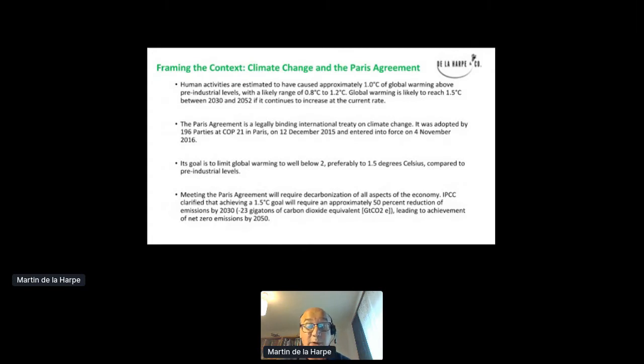Meeting the Paris Agreement will require decarbonization of all aspects of the economy, and the IPCC clarified that achieving a 1.5 C goal will require approximately 50% reduction of emissions by 2030, which is a huge amount. It equates to 23 gigatons of carbon dioxide equivalents, leading to net zero emissions by 2050. So we're on that journey about reducing the impact of climate.